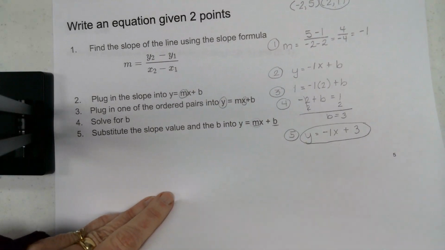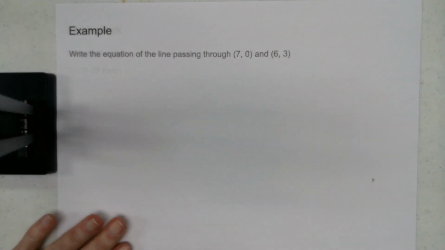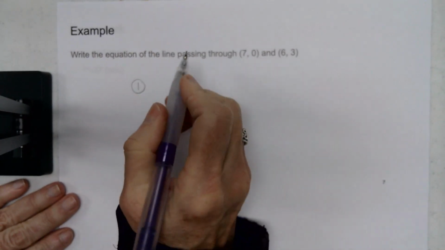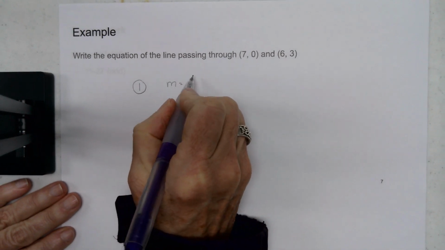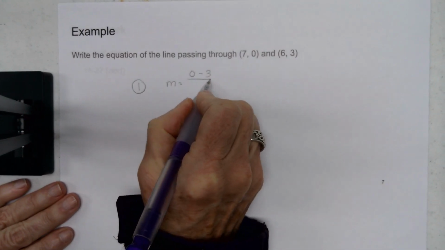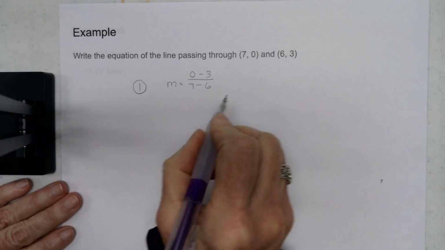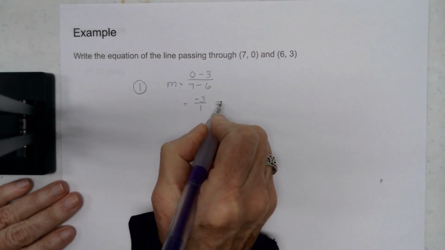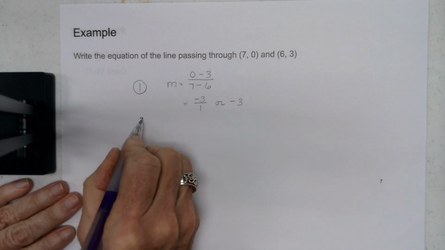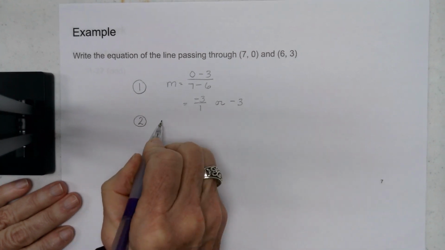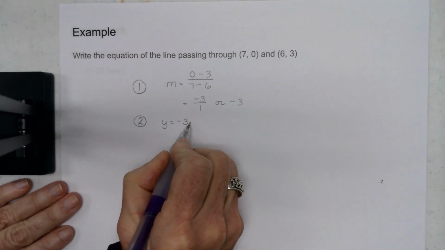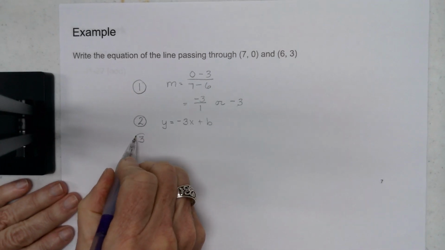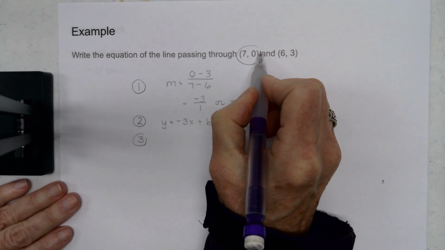Okay, let's skip to another one here. We don't have the instructions in front of us, but you can go back and look at them. Step 1 is solving for the slope. So I have m = (0 - 3) over (7 - 6). That's going to give me a negative 3 over a positive 1, or I can just write that as negative 3. Second step is putting that slope into the y = mx + b equation. So I substituted that right there for the m. The third step, I'm going to choose one of these points. I'm going to choose (7, 0).